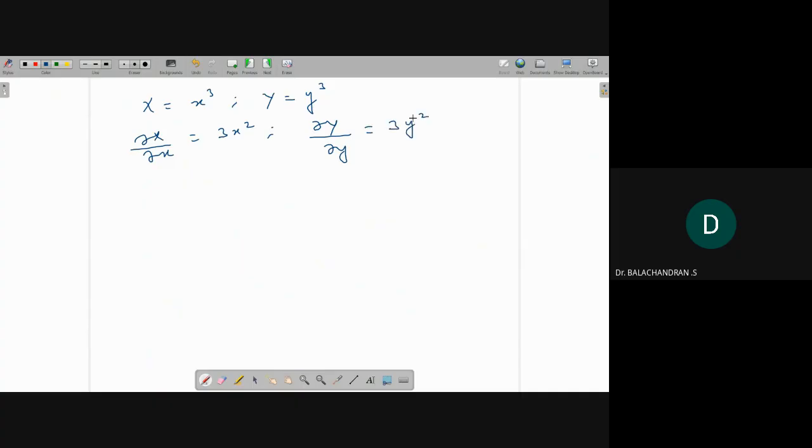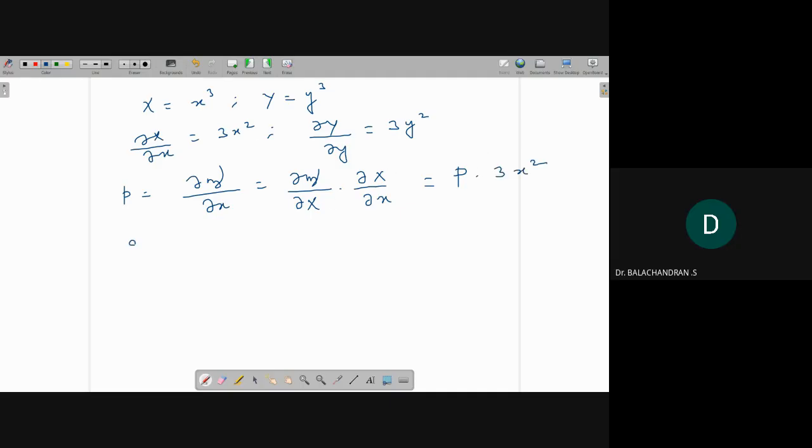So capital X by small x is 3x square, and capital Y by small y is 3y square. What is the partial derivative we will use here? P equal to dou small z by dou x. We are using here x and y. So first you should divide by capital X, and then capital X multiply by capital X and dou small x. This is capital P. Please check the table. This is 3x square.